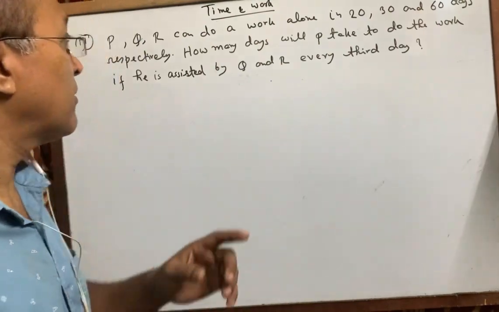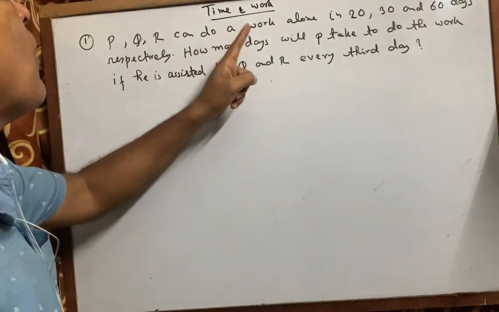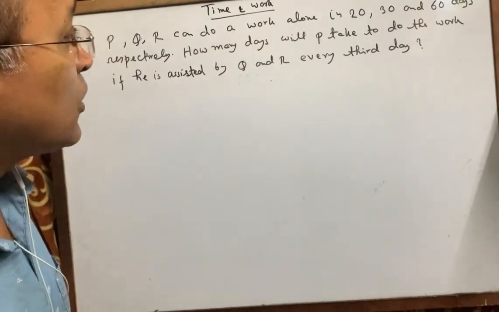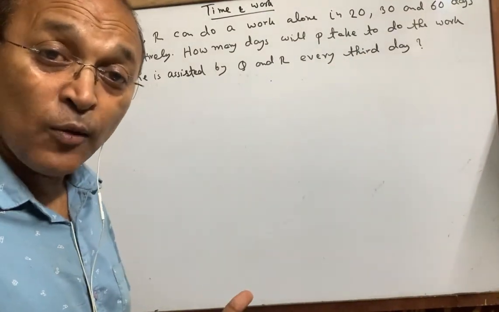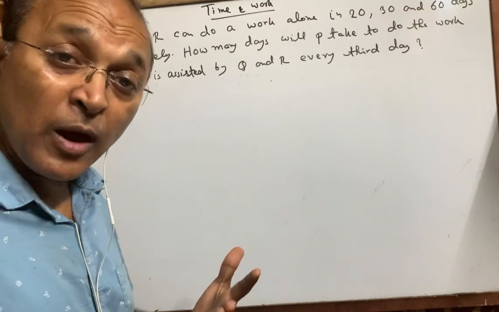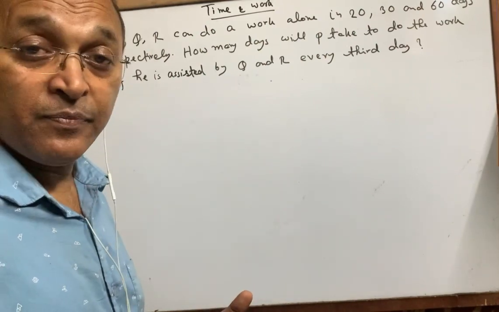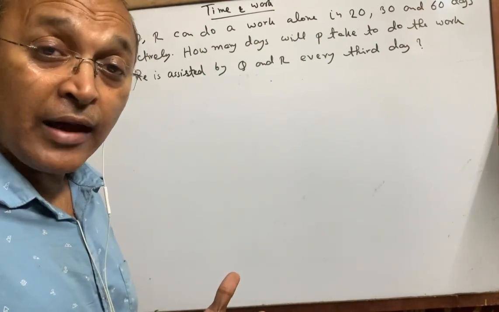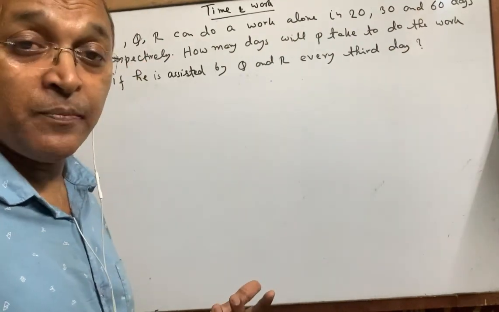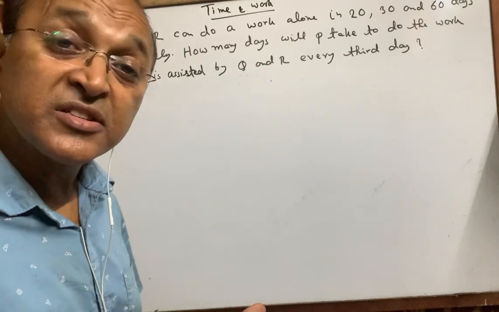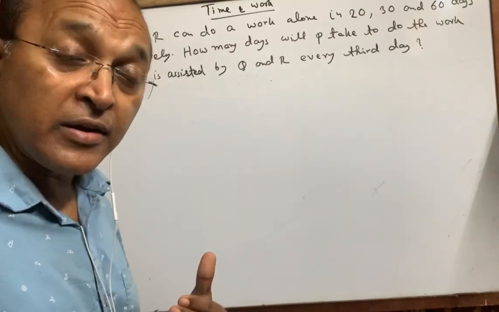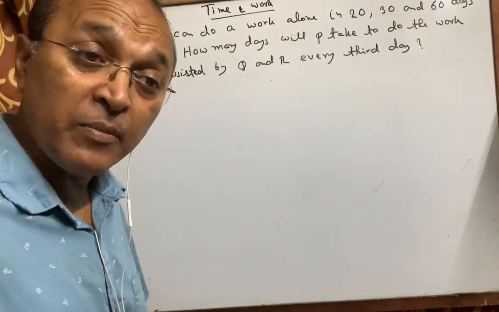Okay, let's see here. P, Q, R can do a work alone in 20 days, 30 days and 60 days. It means if P alone can do the work, he will be able to complete the work in 20 days. Q alone can complete the work in 30 days and R alone can complete the work in 60 days. We will find in one day how much work is done by them.